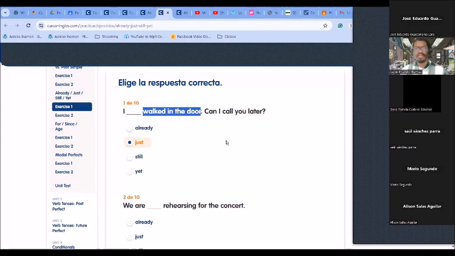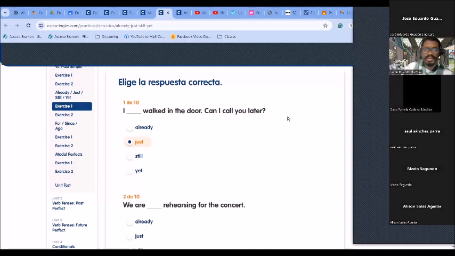Justo llegué. Te puedo marcar en 5 minutos. That's the type of expression we have here. Try again. I just walked in the door. Can I call you later? I just walked in the door. Can I call you later? All right, Saul, number 2.